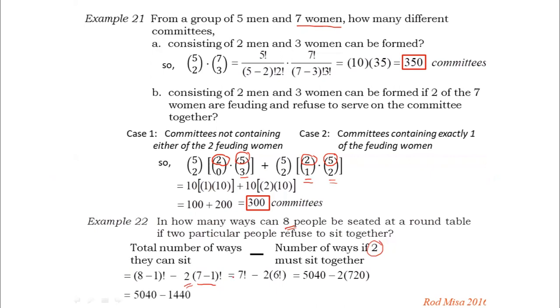And subtracting 1440 from 5040, we get the answer of 3600 ways. So therefore, we say that there are 3600 ways we can arrange the 8 people in a round table when 2 particular people refuse to sit together. And this method is using the backdoor approach, because listing all possible cases could be a tedious way.